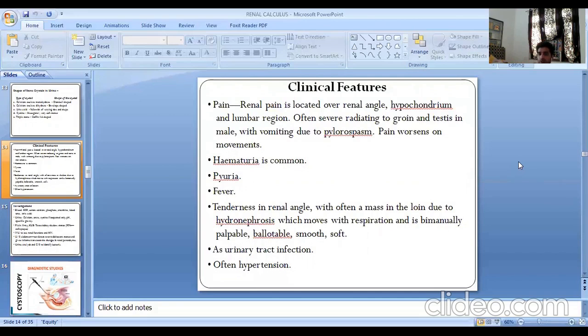Ballotable, smooth, soft, as in urinary tract infection. Often hypertension.